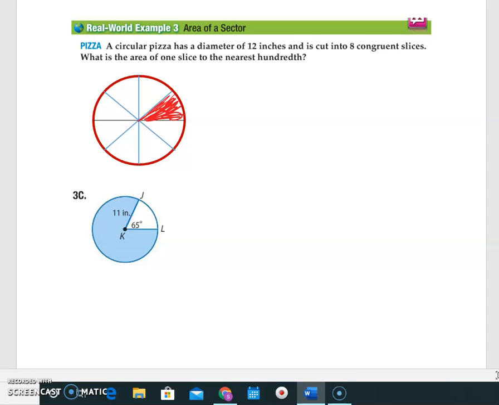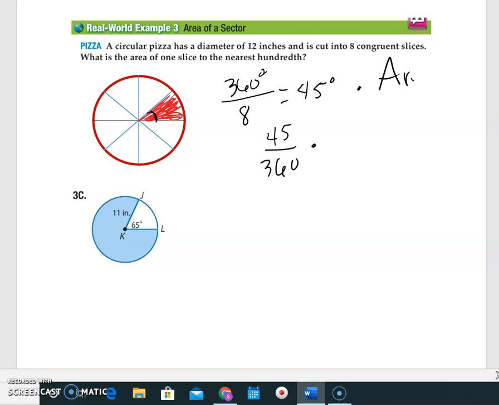And here's what we know about the angle of this guy. That tells us how much of the circle we're going to use. Well, there are 360 degrees in the circle, and there are 8 slices. So I'm going to divide that by 8, which gives me 45 degrees. So 45 out of the 360 is how much of the circle, or how much the sector is. Then we're going to take that times pi times the radius squared, which is the area.